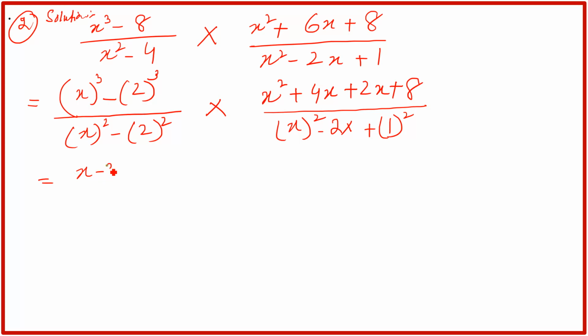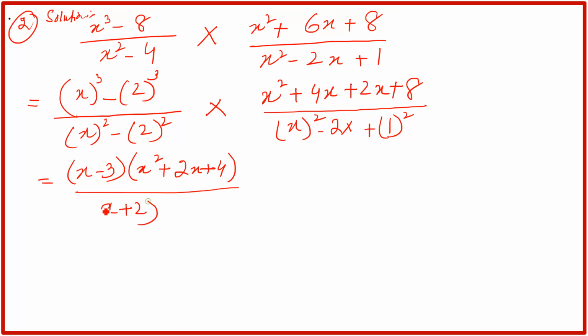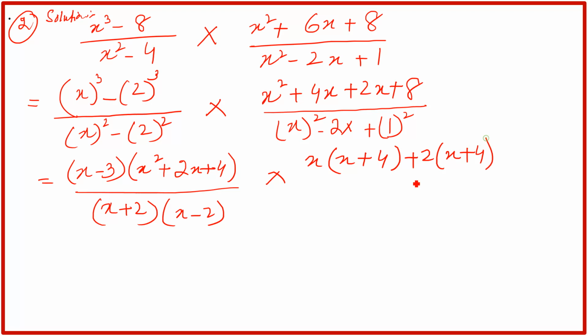So here I will write down, this is a cube minus b cube, which is equal to x square plus 2x plus 4. This one is x plus 2 into x minus 2. Multiply by x common, x plus 4 plus 2, x plus 4. And this is x minus 1 whole square. Right? One more time I can write down. One more step, then we will simplify it.